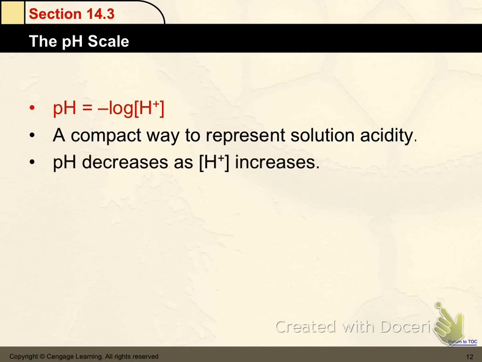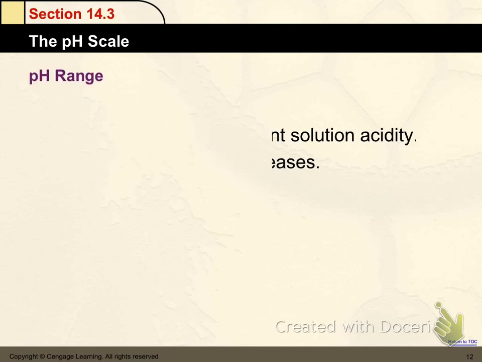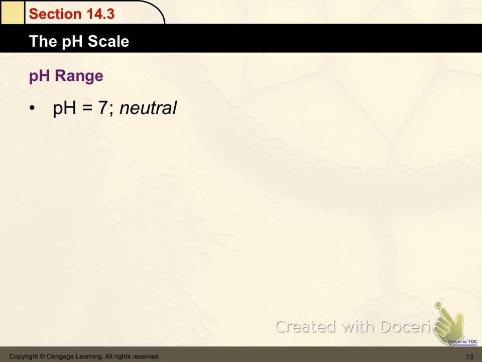As hydrogen ion increases, the pH decreases. So if you're thinking about the strength of an acid, the lower the pH, the stronger the acid. 7 is neutral pH, so that's the middle ground.